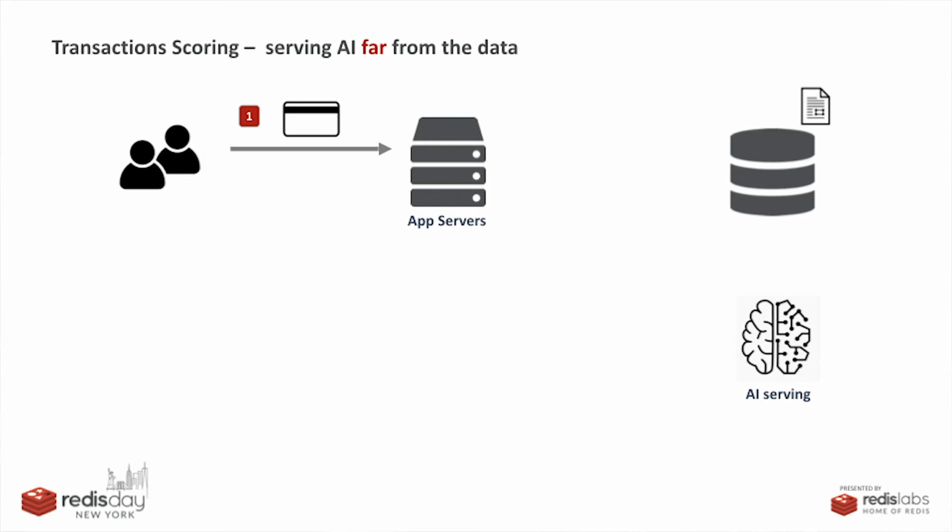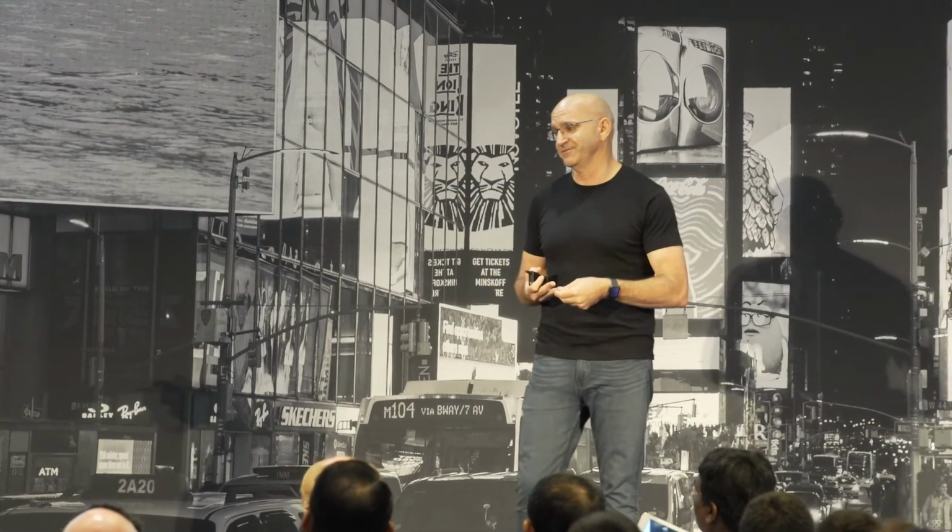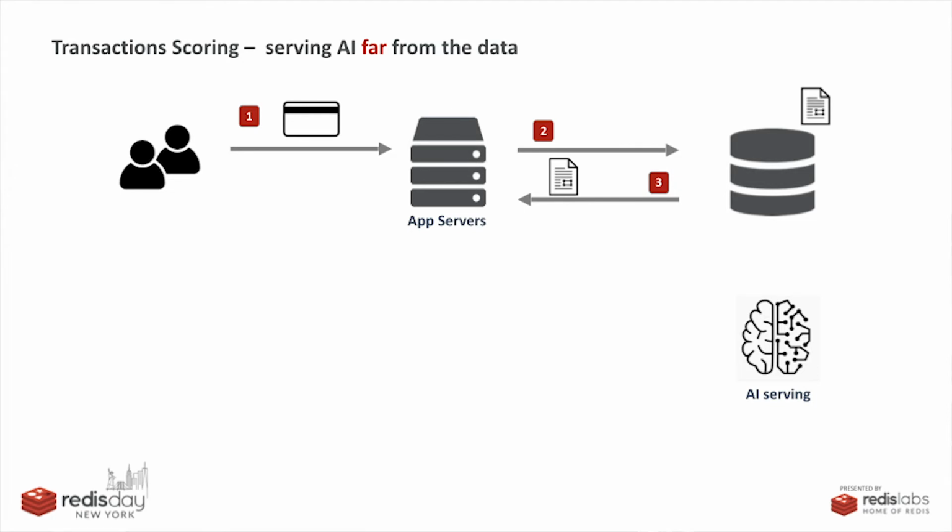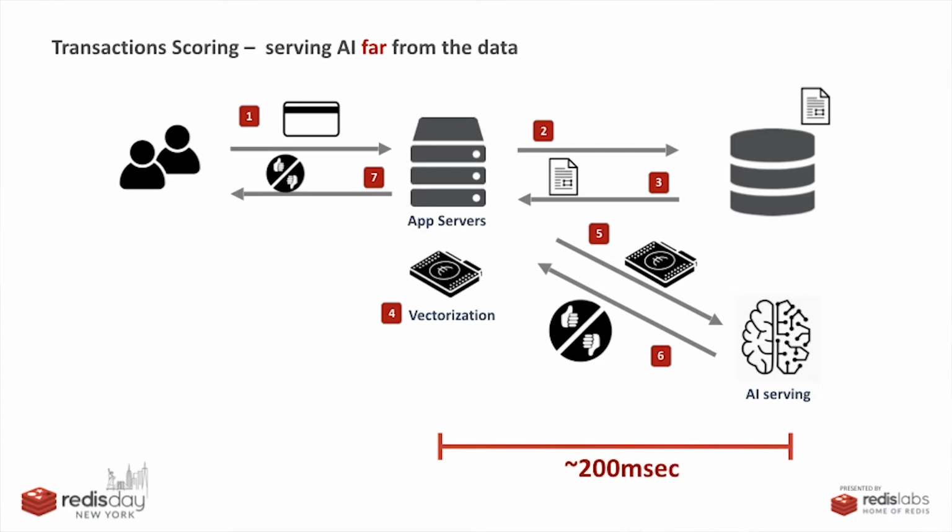Let me give you an example of a transaction scoring use case. Transaction scoring is a well-known use case for all the card issuers. You swipe your card, and someone needs to approve your transaction. During this process, usually the application goes to the database and takes the profile of the merchant, the profile of the user, and the profile of the devices on which you did the transaction, and then they vectorize it and send it to AI to decide whether this transaction passes or fails. This is nice, it works, but it's slow because there are a lot of interactions between your application server, the database, and the AI server.